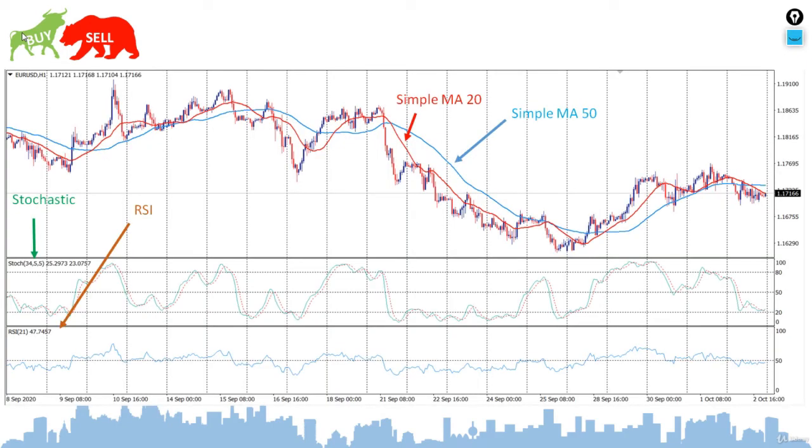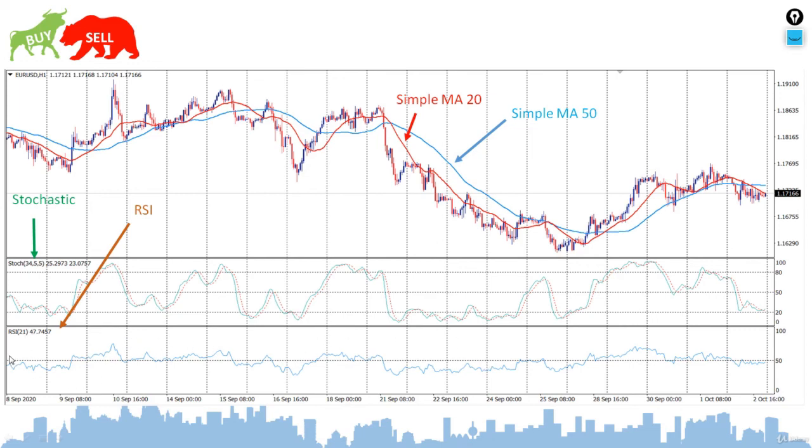So this is an illustration of my platform and how it looks. In first place, we can see the simple moving average 50 period in blue, and the second simple moving average in red, which is the 20 period moving average, simple always. And here we can see the stochastic with its parameters 34, 5, 5, and the RSI with 21 periods.